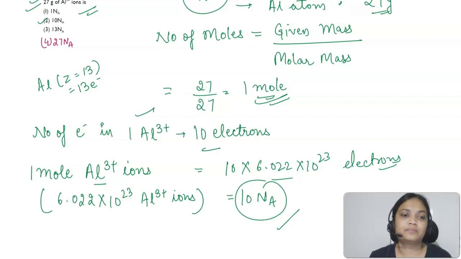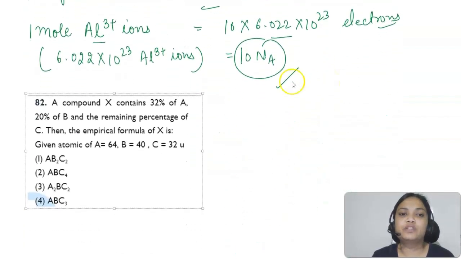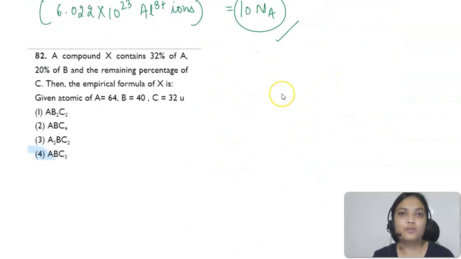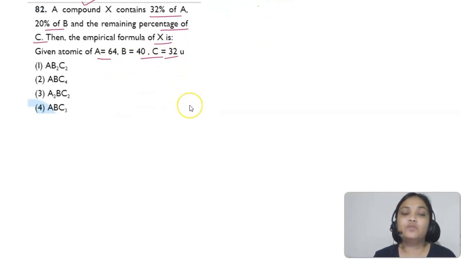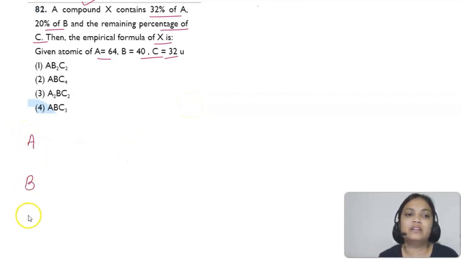Next up. So students, the next question is based on empirical formula. You know, this is also one of the important topics of this chapter. So it says a compound X contains 32% of A, 20% of B and the remaining percentage of C. Then the empirical formula of X is, and the atomic mass is given. Okay. So first of all, I have told you how to write the empirical formula. First of all, write the elements that are given here.